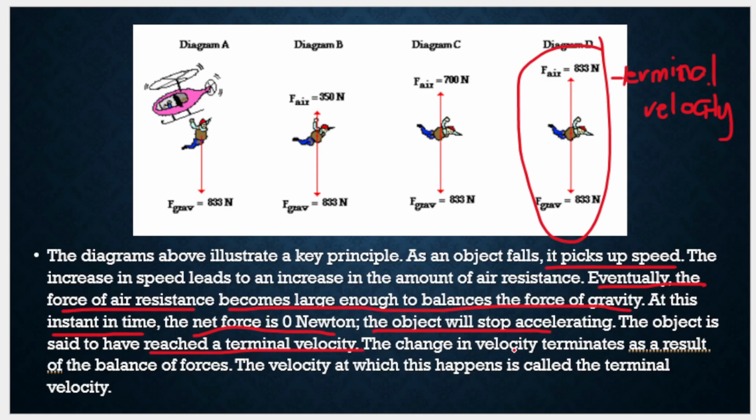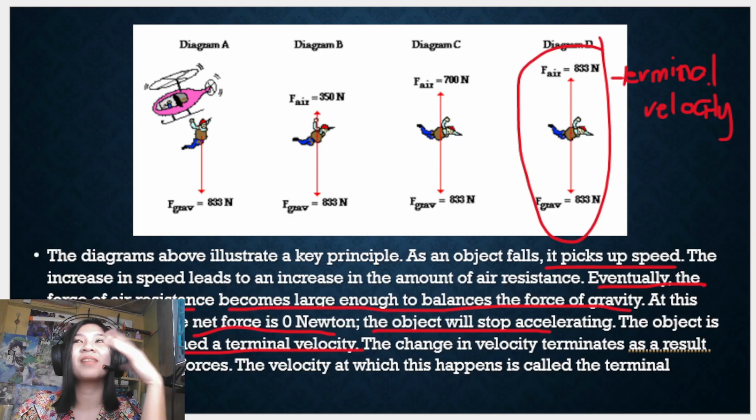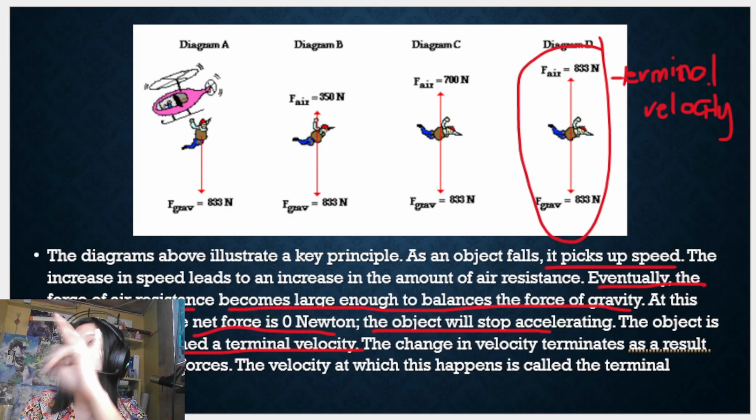Okay? So the change in velocity terminates as a result. There is no more change, right? Acceleration is the change in velocity. Do you still remember my topic from before? Acceleration is the change in velocity. If the direction changes or the speed changes, that means it has acceleration.